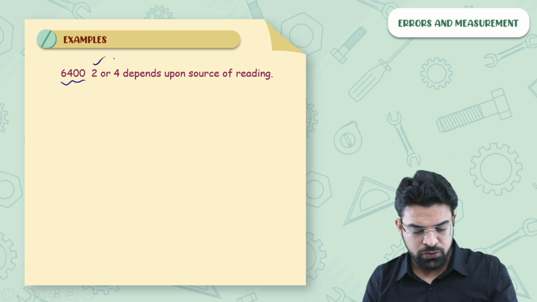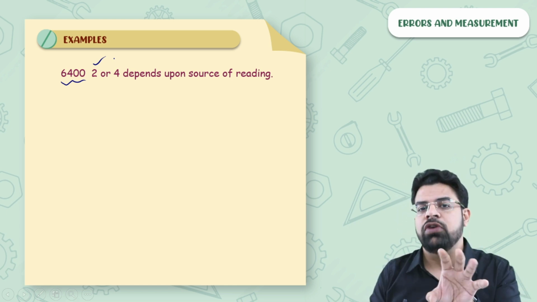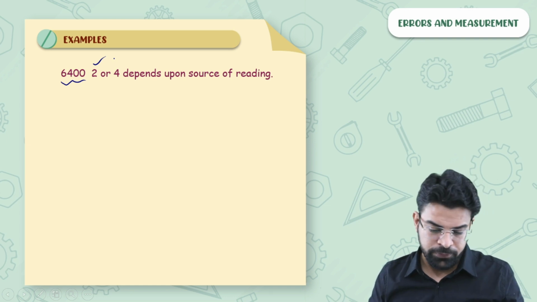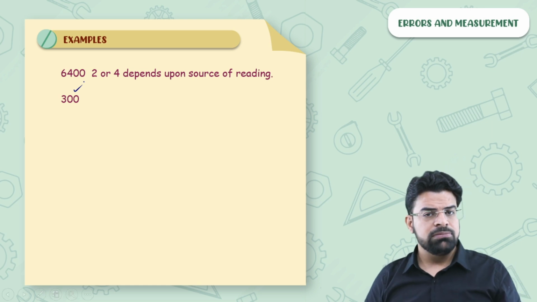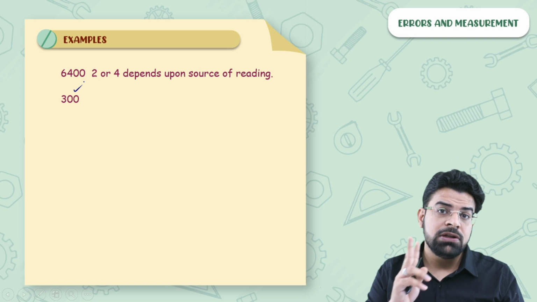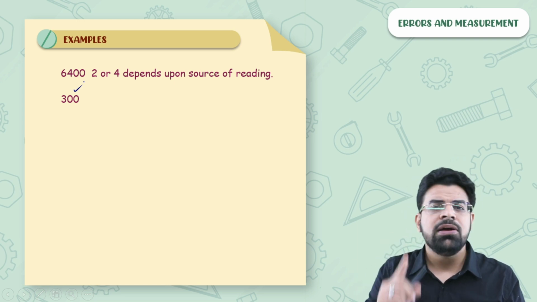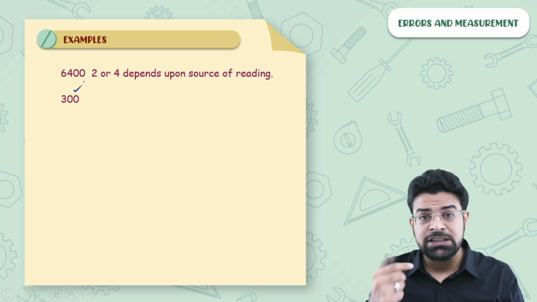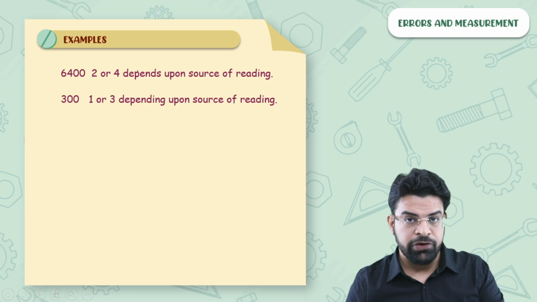Have faith, mark 2. But if they say that some calculation was made and then you got 6400, then the answer has to be 4. Moving on. If they give you 300, the same thing. The answer is 1 or 3 depending upon where this 300 came from. If it came from some approximation, then we will say 1. If it came from some measurement, then we will say 3. So 1 or 3 depending upon the source of reading.